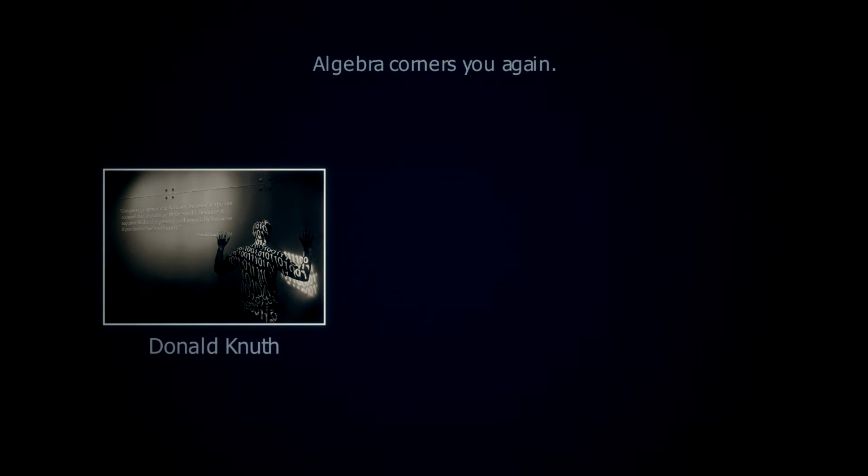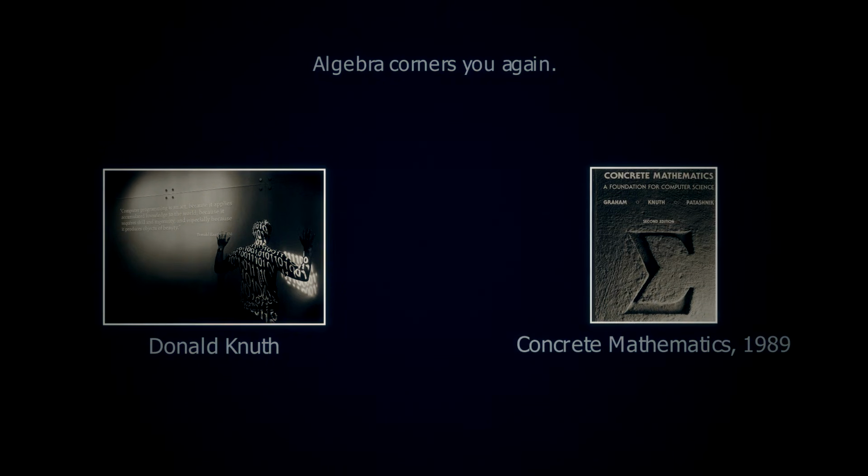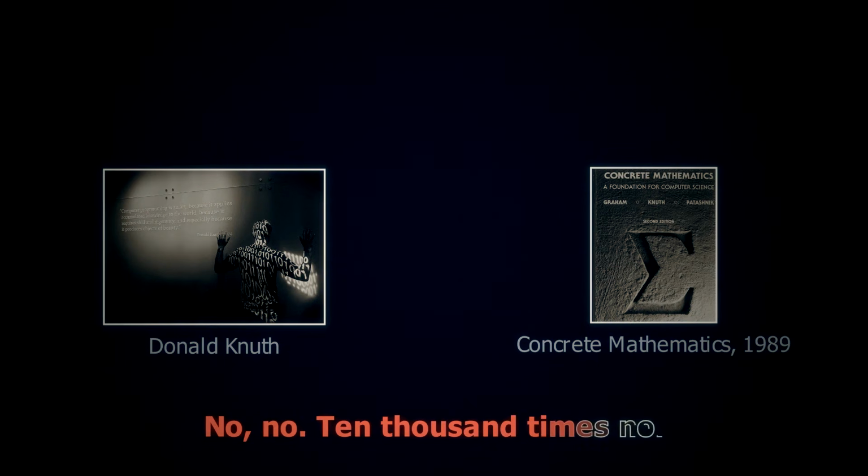The computer scientist Donald Knuth addressed this exact question directly. In his 1989 book Concrete Mathematics, written with Ronald Graham and Oren Patashnik, he did not hedge. He wrote that anyone who wants the binomial theorem to keep working has to accept that 0 to the 0 equals 1. His actual words were even more forceful than that. No, no. 10,000 times no.